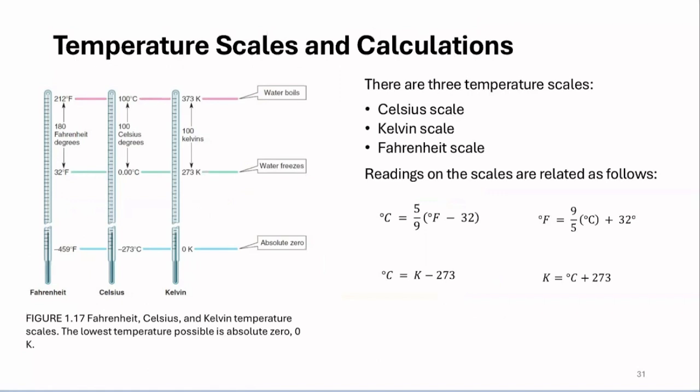When it comes to temperature scales, temperature is the physical property that tells you how hot or how cold something is. We're going to use equations that allow us to convert from one unit to the next. The basic units of measurement for temperature are Fahrenheit, Celsius, and Kelvin. So we can interconvert between the Celsius scale, the Kelvin scale, and the Fahrenheit scale.